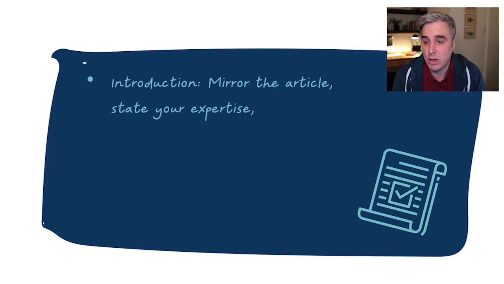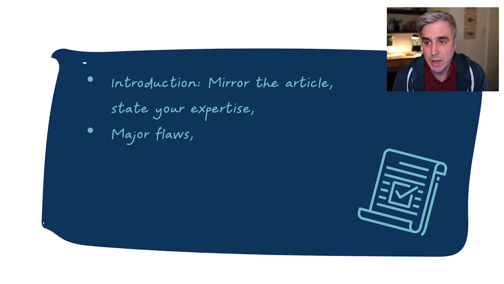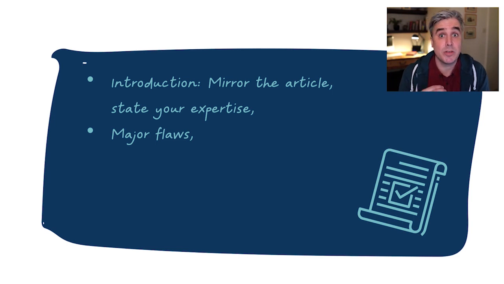So you can start with a positive introduction, and you want to mirror that article again, state your expertise in relation to the research that you're considering. You then want to follow up with the major flaws or the major issues. Again, it's a really good idea at this point to arrange these major flaws or major issues with bullet points. So it's easier for the author then to respond, and it's also easier for yourself and the editor then to keep track of the peer review discussion as it goes on.